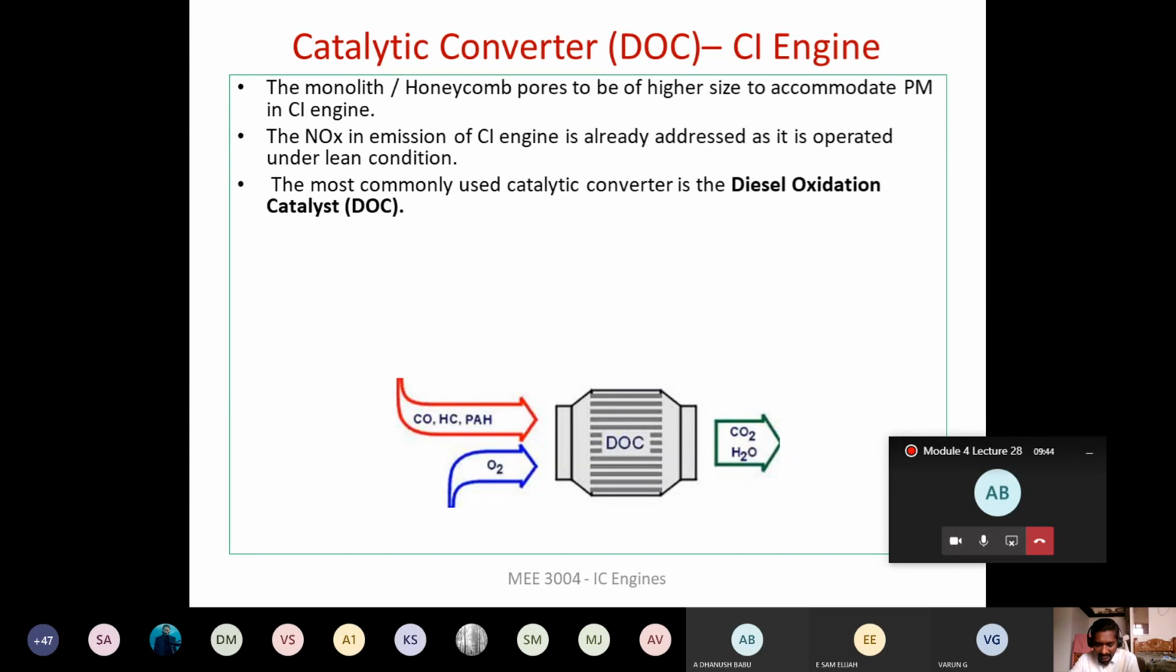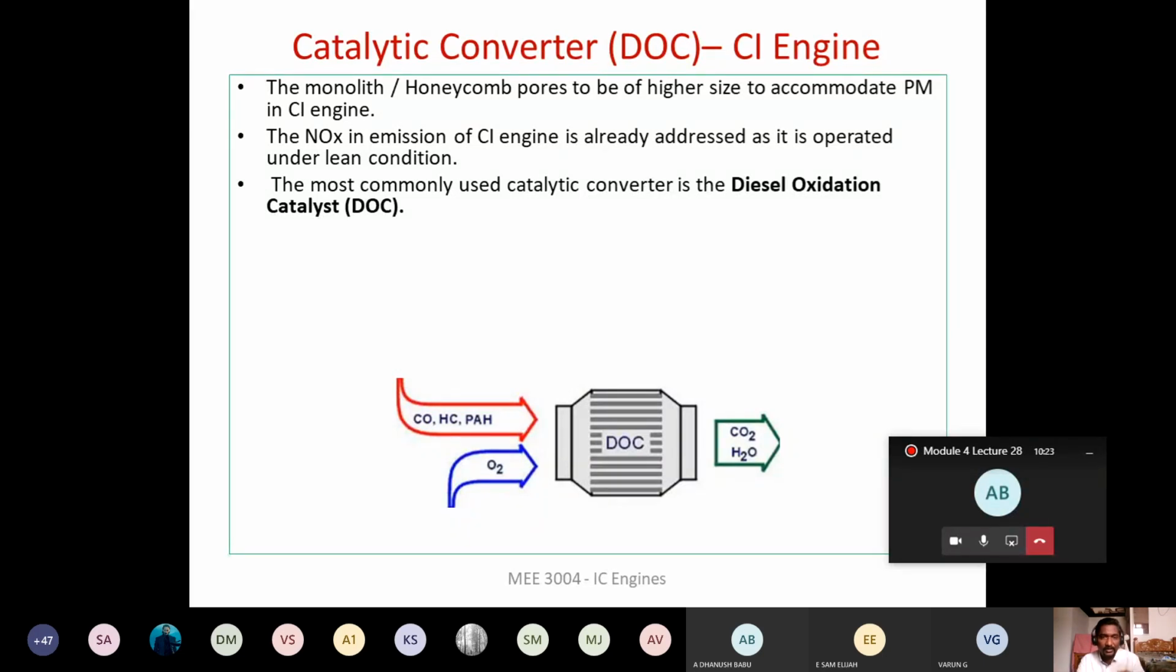In the previous session, we discussed that there are two different types of catalytic converter. One is the two-way catalytic converter, and the other is the three-way catalytic converter. In the two-way catalytic converter, we remove only the unburned hydrocarbon and carbon monoxide. Whereas in the three-way catalytic converter, we remove unburned hydrocarbon, carbon monoxide, and NOx. All three are removed. The same catalytic converter cannot be used for a diesel engine, because we have to remove the soot particles or particulate matter present in the diesel exhaust.